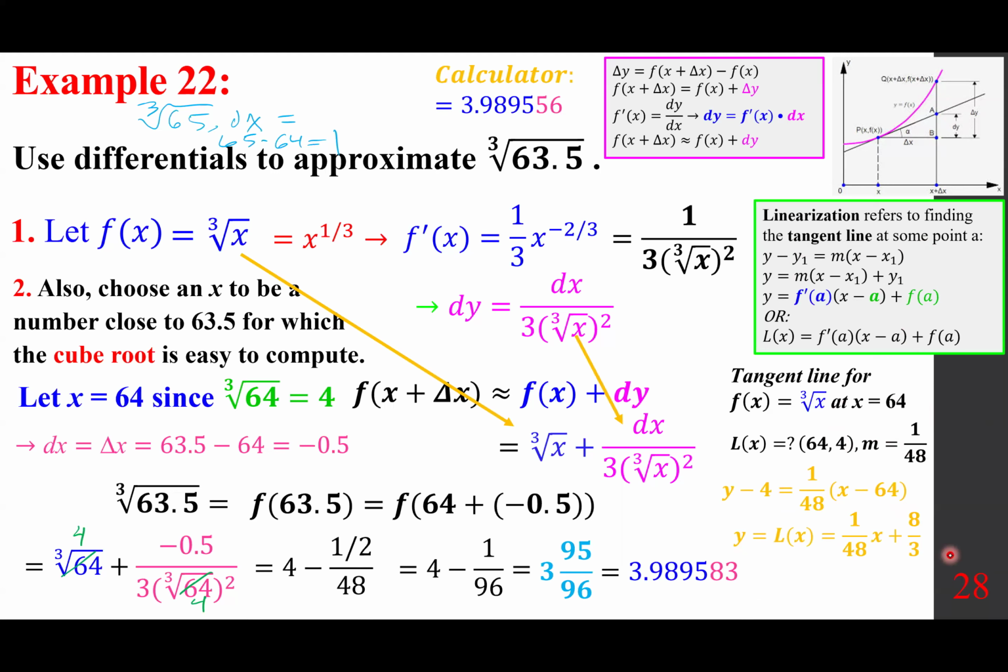Now, if you plug in 63.5, put 63.5 over 48, then multiply by 2 to get rid of the decimal, and this becomes 96, and this becomes 127. And if you add them up, you get exactly this number. So they will give you the same answer. Very straightforward.